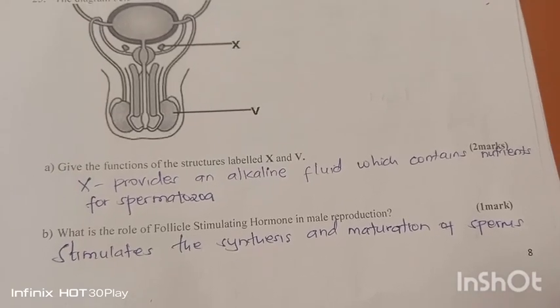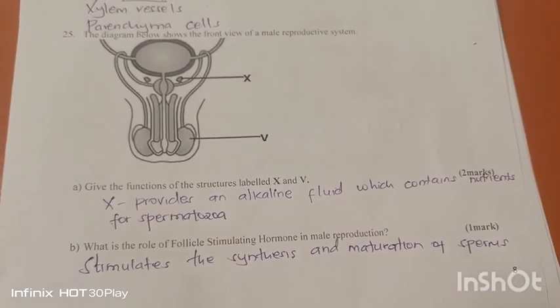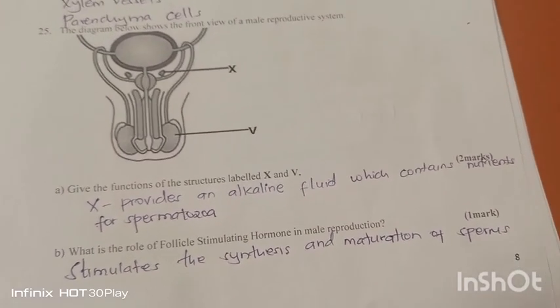What is the role of follicle stimulating hormone in the male reproduction? It stimulates synthesis and maturation of sperms.